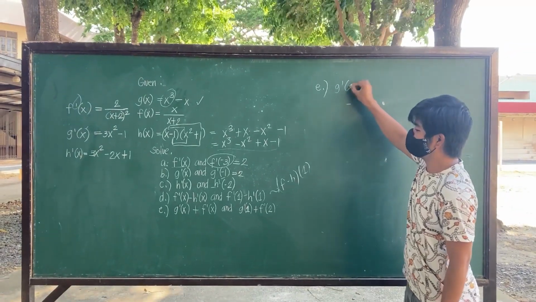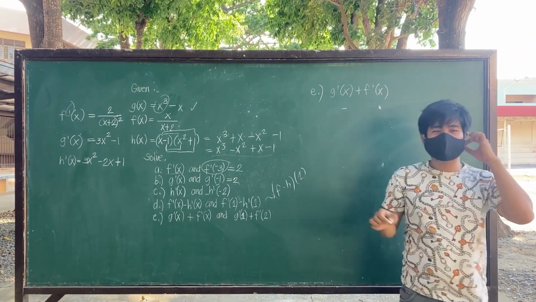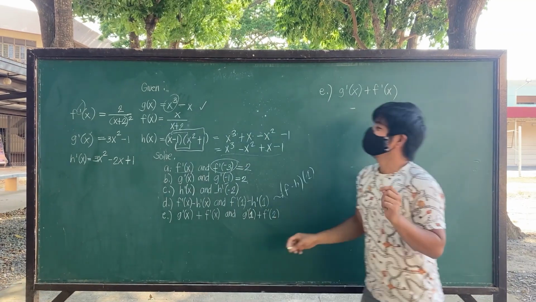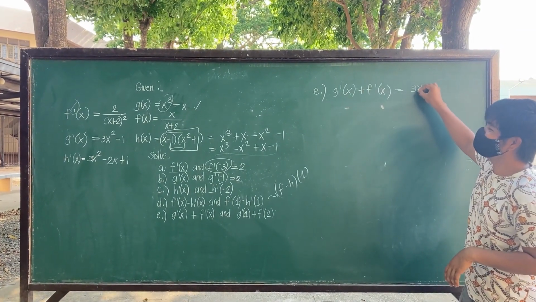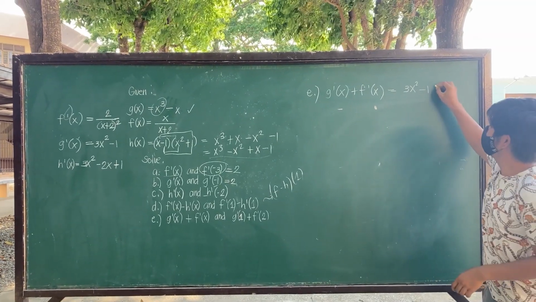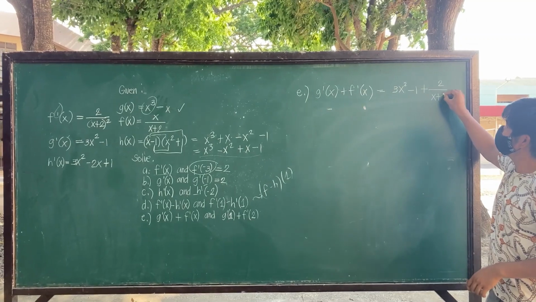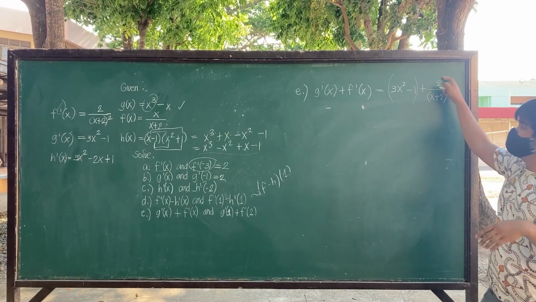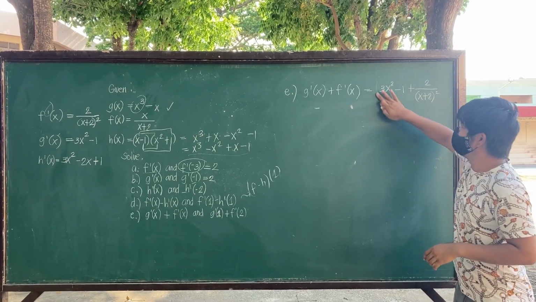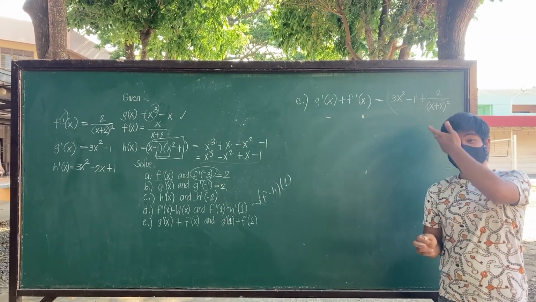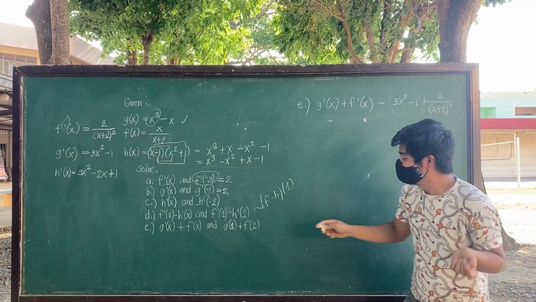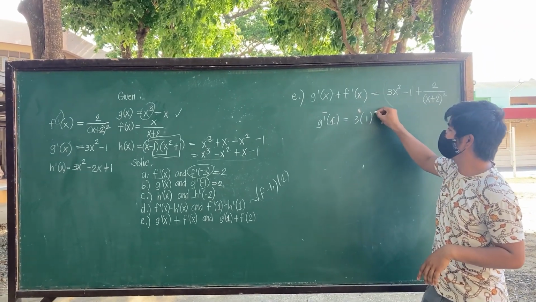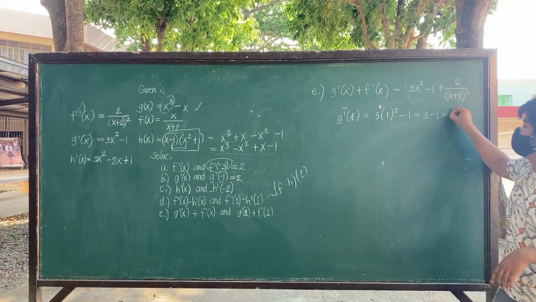To get g prime of x plus f prime of x, we just need to combine the derivatives of g and f. Okay? So we have 3x squared minus 1 plus 2 over x plus 2 squared. So this is g prime of x, this is f prime of x. And since it's just addition, you can just combine them. So get g prime of 1, and that is 3 times 1 squared minus 1. So 3 minus 1 is equal to 2.